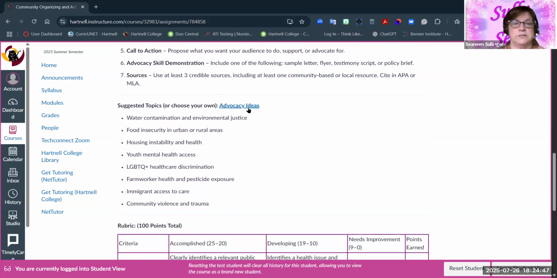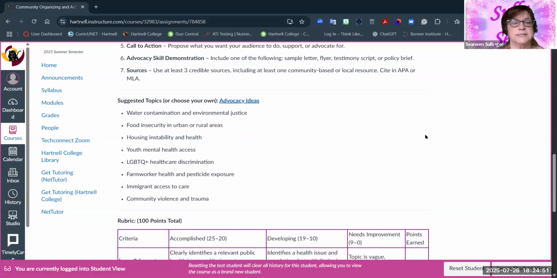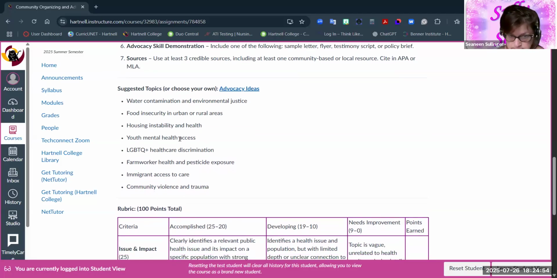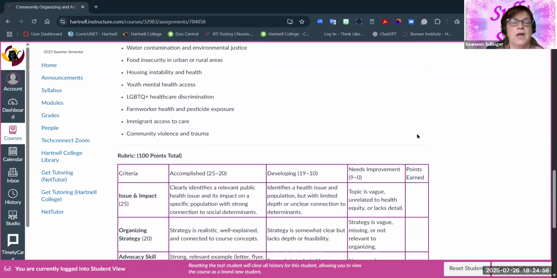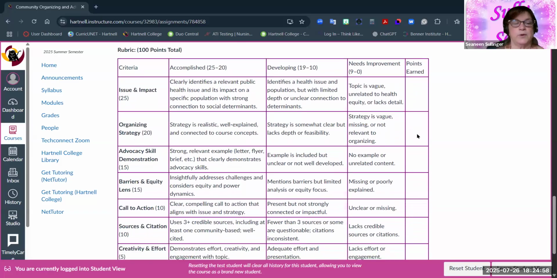These are different topics. There are different advocacy ideas here. If you click on that, it will take you to some different ideas. Again, you don't have to choose something from this list. And then here is the point breakdown.